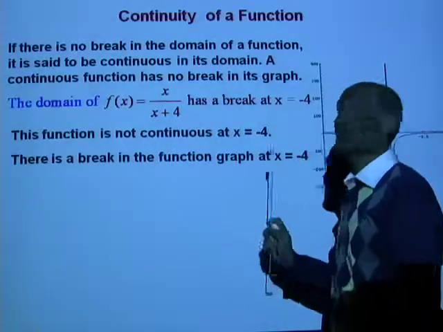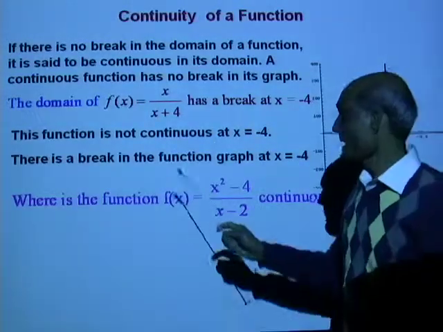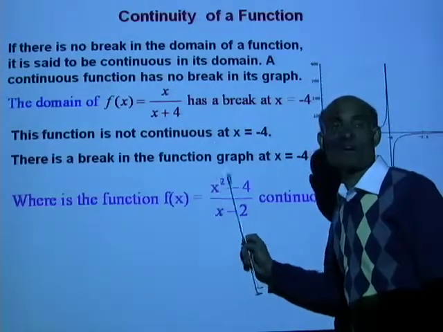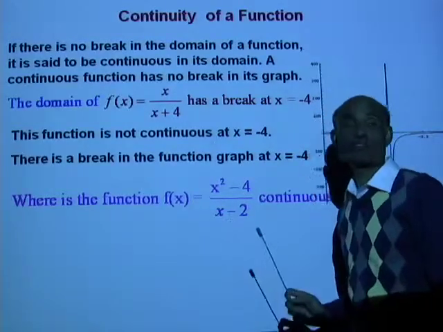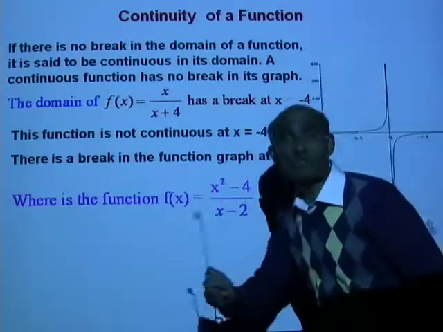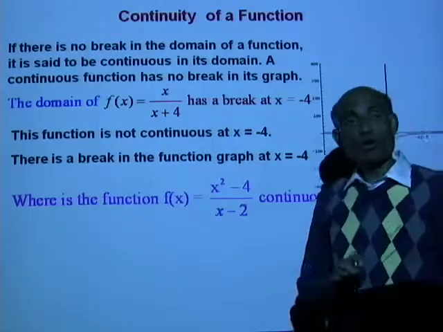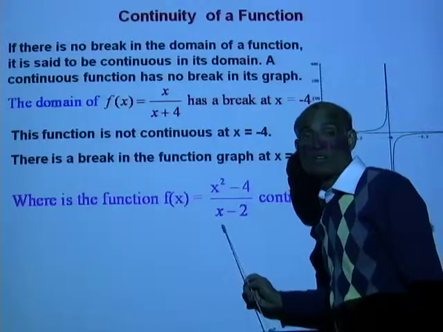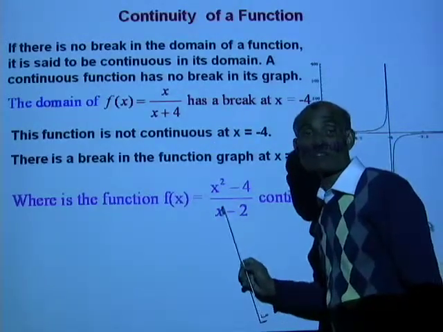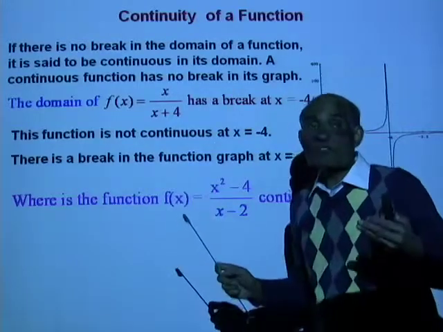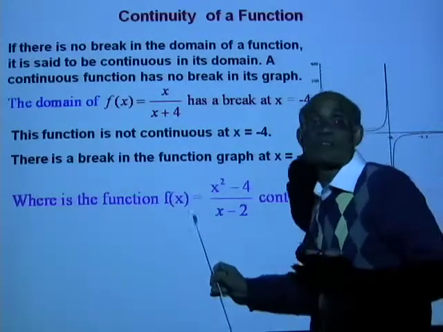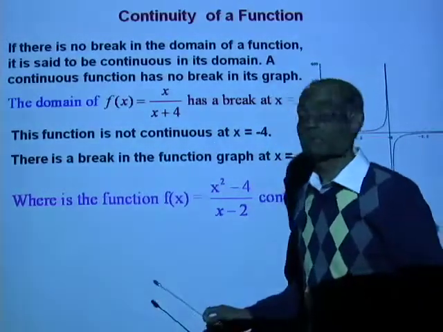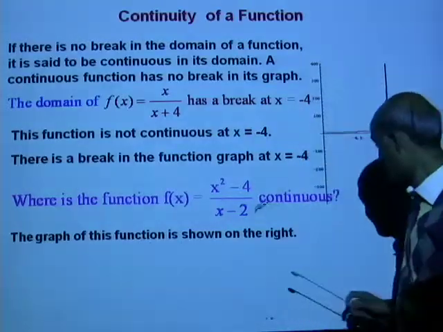Now there's a break at x equals negative 4. How about this function? Where does it have the break? x squared over 4 over x minus 2. Is it continuous all over, on the entire number line? Well, if you notice, the denominator contains x minus 2. That means when x minus 2 equals 0, the function has a discontinuity. It doesn't give you a meaningful output. That's right. The graph of this function is here.